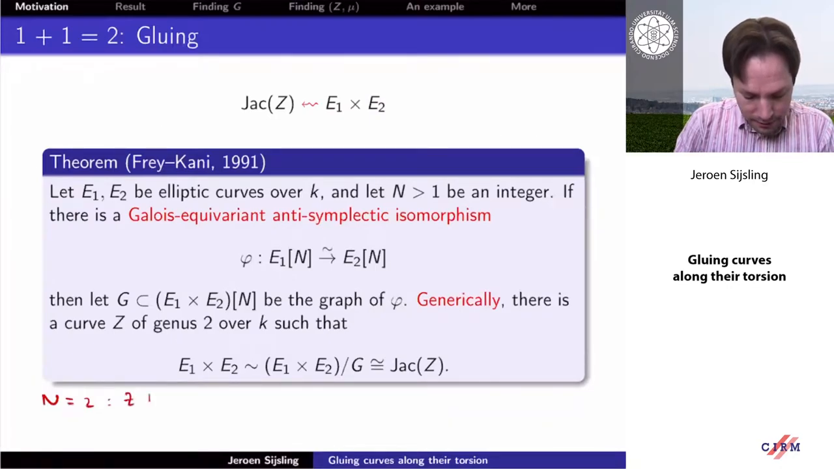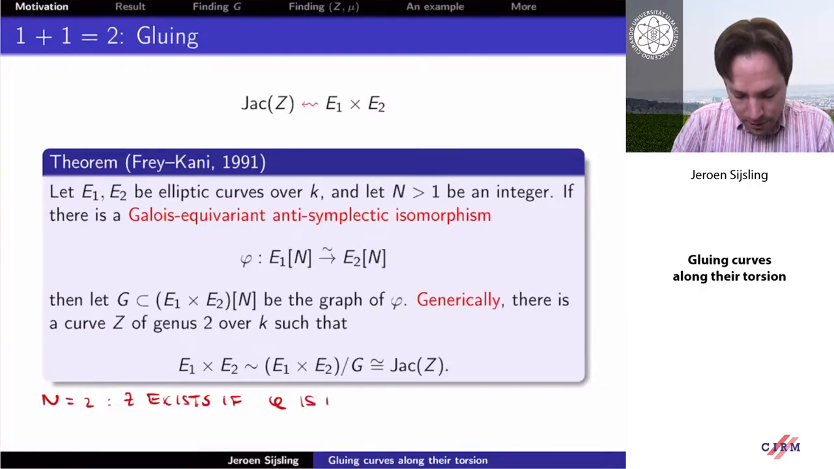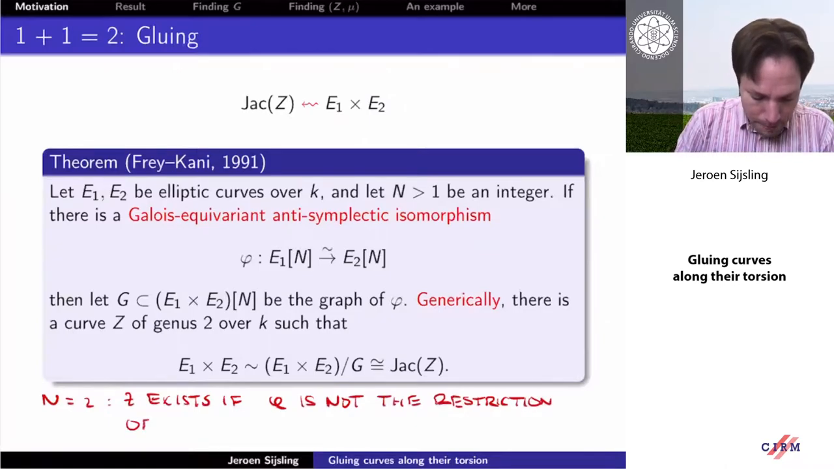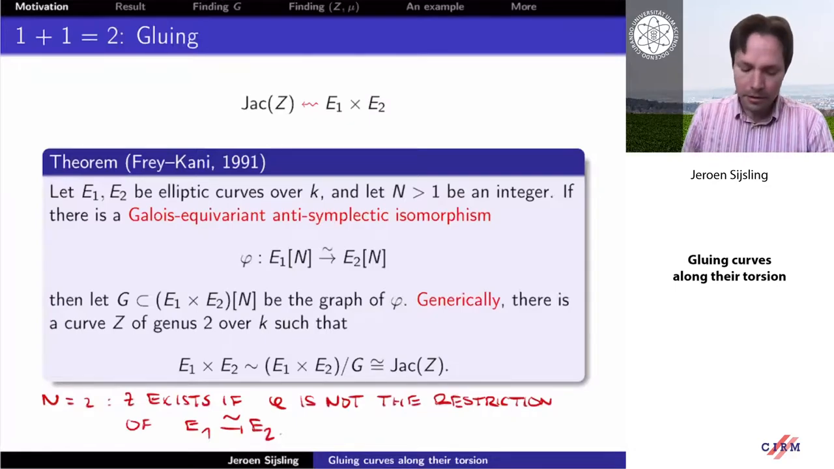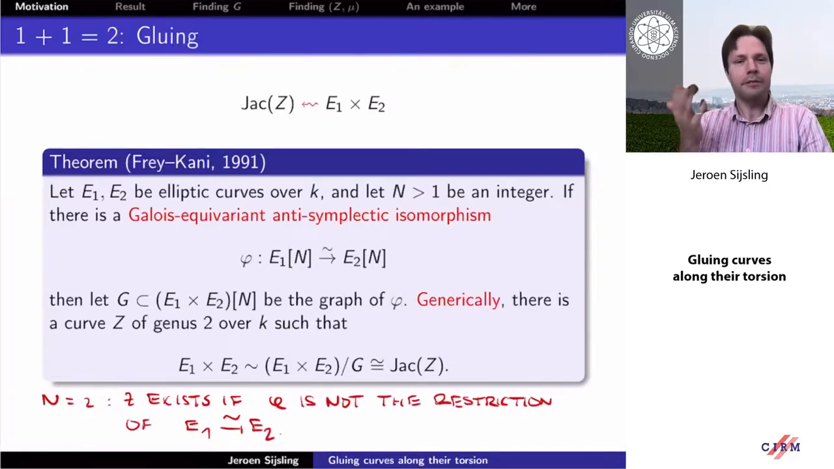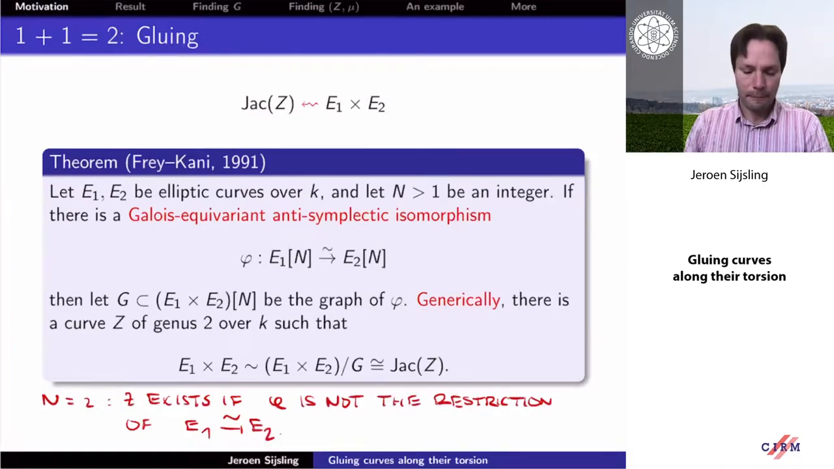Z exists if, for example, the following condition is satisfied: if phi is not the restriction of an actual isomorphism between these elliptic curves. So that's out. You can't do that, but anything else is all right. There's nothing induced on a torsion by this. So that's a relatively complete answer in that case.